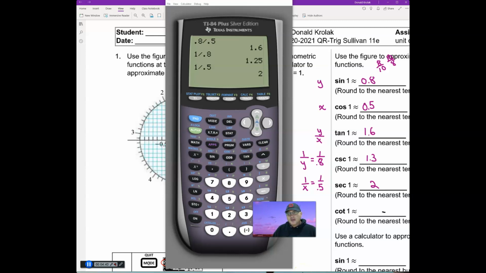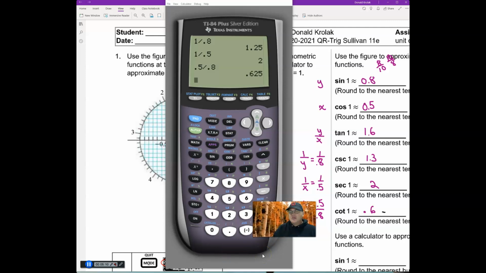would be x over y. So we have 0.5 and 8/10, and that is equal to, to the nearest tenth, 0.6.